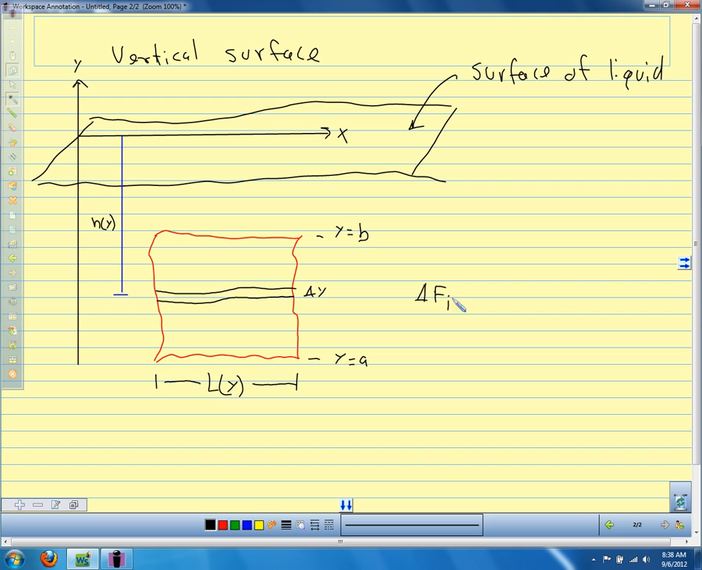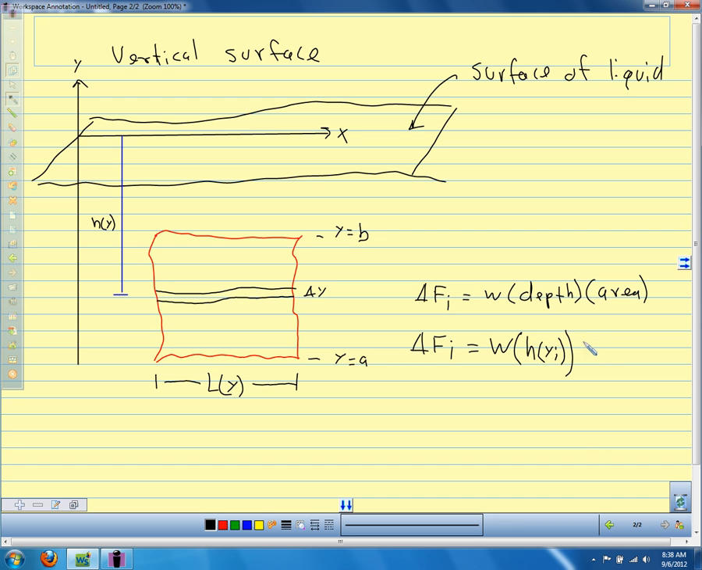Delta F sub i is just the force on the ith rectangle. It is our weight density of our fluid times our depth times our area. So if we substitute in what we have here, our delta F sub i, our one little increment of force, is going to be our weight density. We're assuming our weight density is constant, it doesn't change, times our depth at this particular y value, times our area, which is the length times the height of our little rectangle.